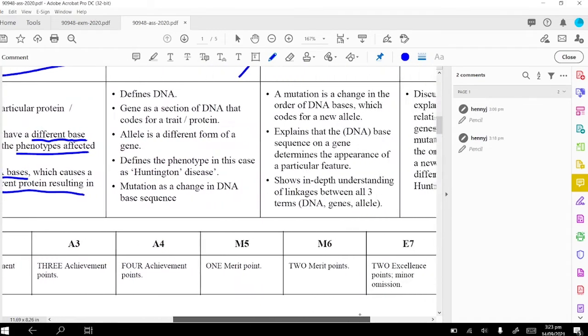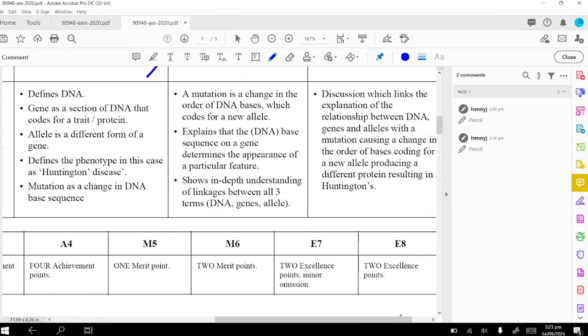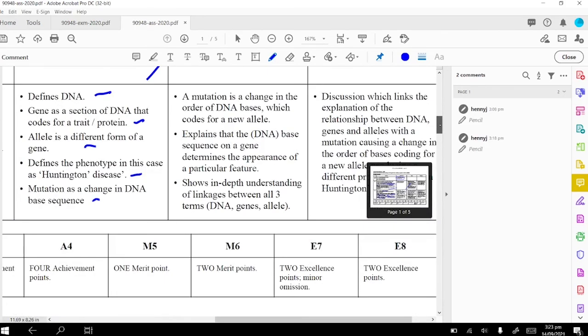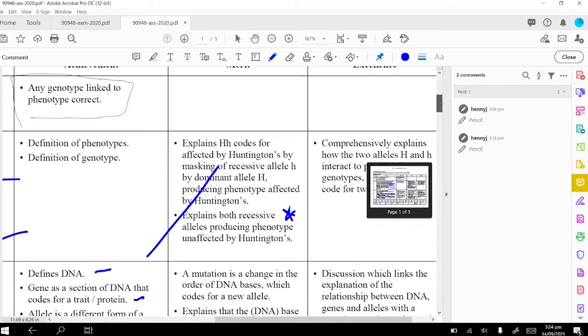I think we covered most of that. So number one, if you only studied for achieved, all you needed to do was tell us what DNA is, tell us what a gene is, tell us what an allele is. Define the phenotype in this case as Huntington's disease, and the mutation as a change in the base sequence. There are 4 options for you to get A, and you all know this already. All of you can tell me what DNA is and so forth. So I'm certain that you guys will be good in here.